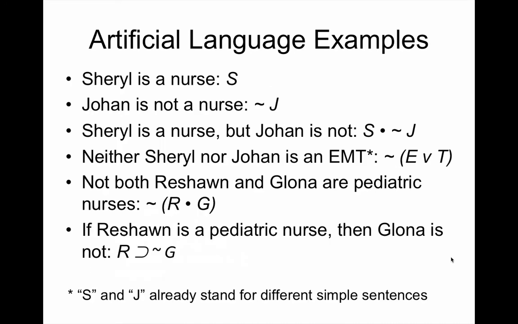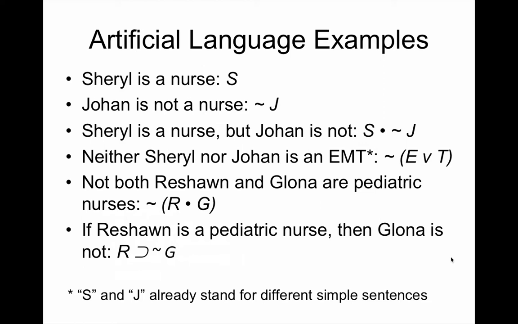Recall the simple statement, Cheryl is a nurse. That's symbolized with the capital letter S. Johann is not a nurse. The simple statement is Johann is a nurse. That's symbolized with the capital letter J. There's a negation in front of the J to symbolize that the statement Johann is a nurse is negated.